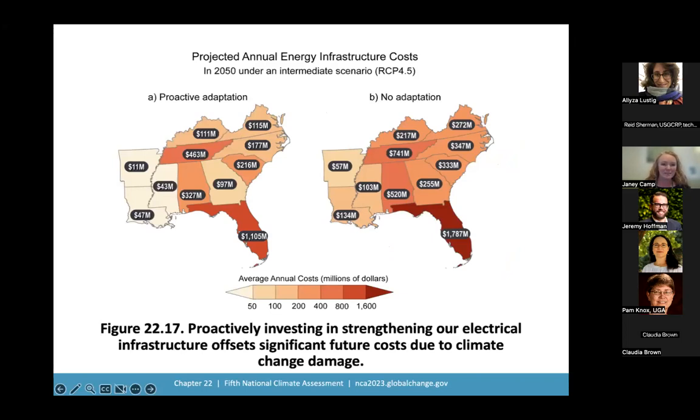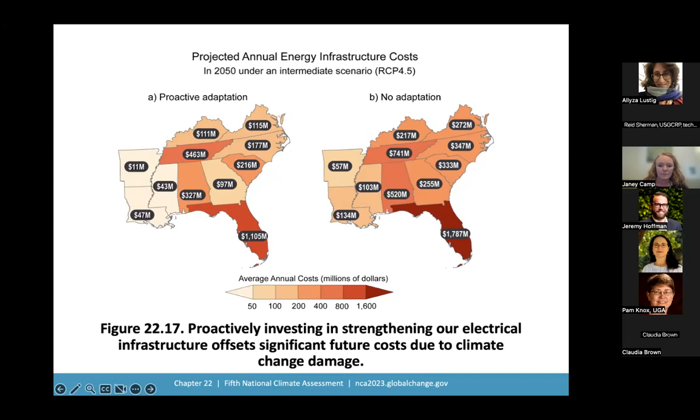So here we're looking at annual energy infrastructure costs with proactive adaptation versus no adaptation. So we focus both on transportation and energy infrastructure because so many communities are dependent on those infrastructure systems, and other infrastructure systems are highly dependent on these two infrastructure sectors. We have some of the highest economic risks related to energy infrastructure damage, especially thinking about the Gulf Coast area and other parts of the region where we have different sources and forms of energy that could be impacted differently or similarly.